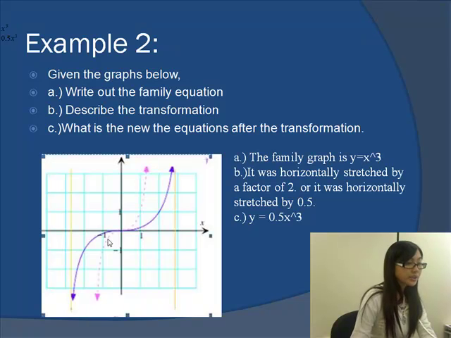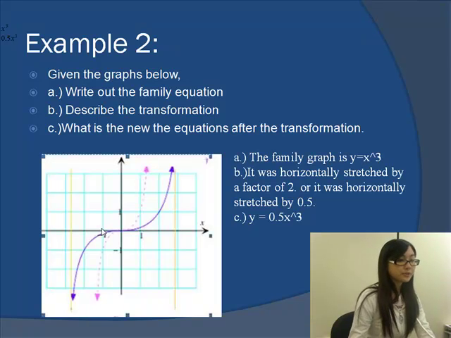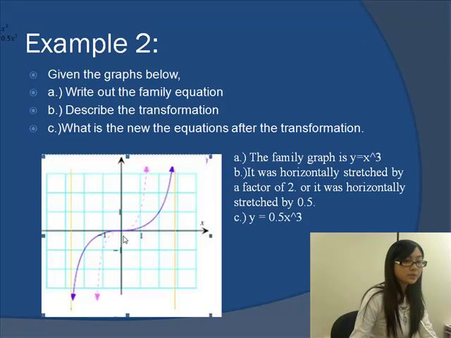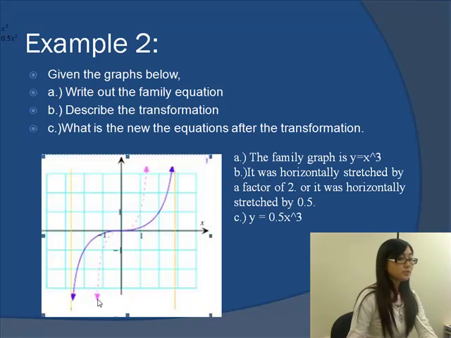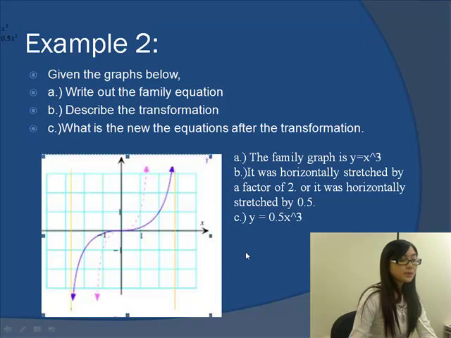We can see that our equation, which is this purple line, is stretched by a factor of 2. It's 2 times bigger than the original equation. But in the actual transformed equation, we don't write 2, rather we write 1 over 2. So the new equation will be y equals 1 over 2 x cubed.